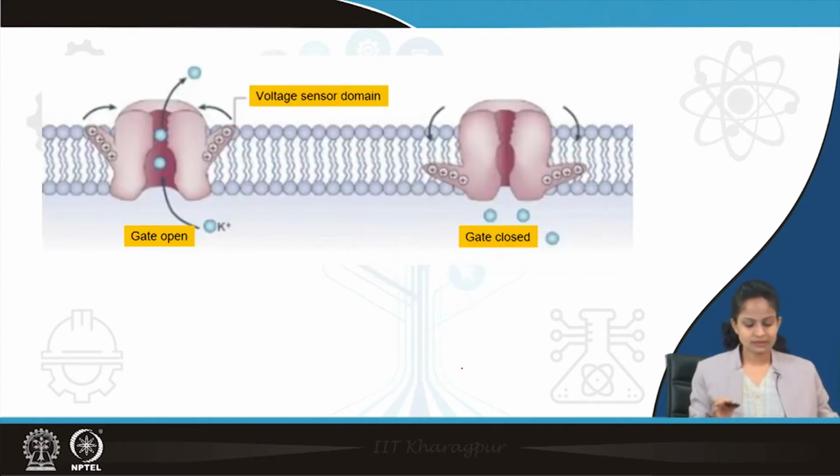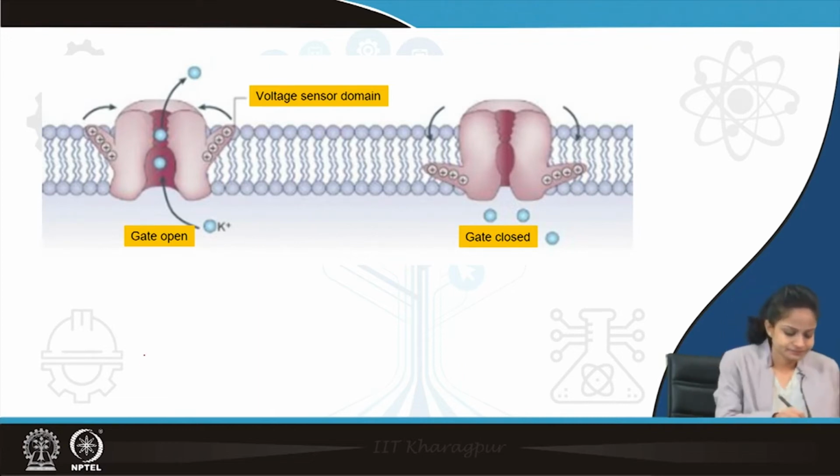Now, what is the mechanism of action, or how do the gates open or regulate in case of potassium channels? In case of sodium channels, we have seen there are mainly 3 states of the gates. They remain in the closed state, then they open, then they get inactivated, then they have to move to the closed state. So, closed, open, inactivated.